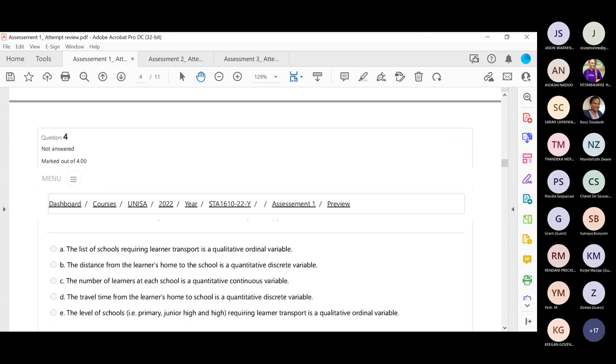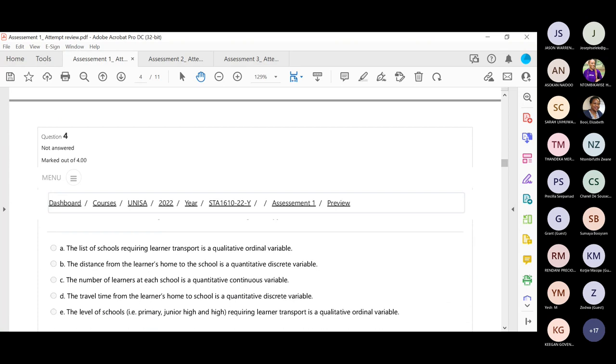Okay, question 4. A majority of rural schools in South Africa are in the Eastern Cape, KwaZulu-Natal, and the Limpopo province. The Department of Basic Education requires assistance in gathering some information to effectively manage their scholar transport system in some of the rural areas. Which one of the following statements is correct with regards to the type of variables? Remember, the types of variables are two, qualitative or quantitative. And when it is quantitative, if it's measured, it's continuous. If it can be counted, it's discrete.